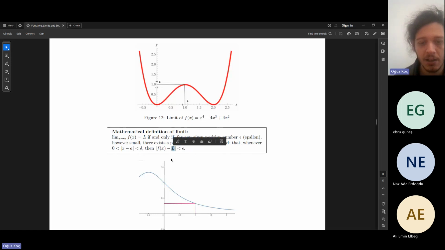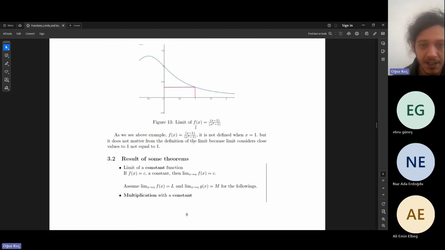This is the projected value of the f function. Therefore, the limit of f is getting closer to the L. When we're closer to the a in the x-axis, it's getting closer to the L, between the interval epsilon, here between the minus and plus delta.